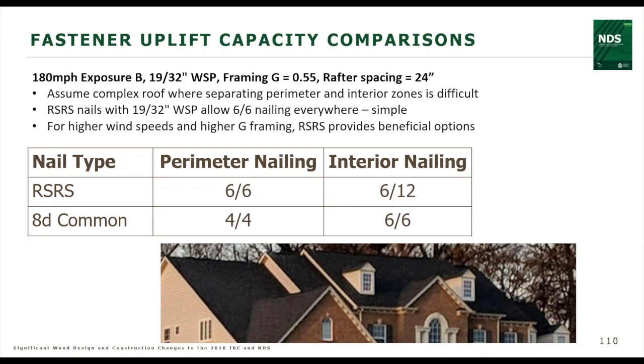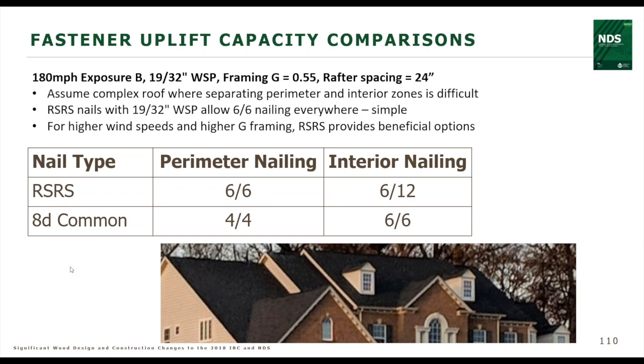So if you're in 180 mile per hour exposure B, let's look at a higher specific gravity framing this time. So this is a G of 0.55, so that'd be for a southern yellow pine. And if we have a complex roof where separating your perimeter and your interior zones is difficult, something like what we see in the picture here, it can make it a little confusing.